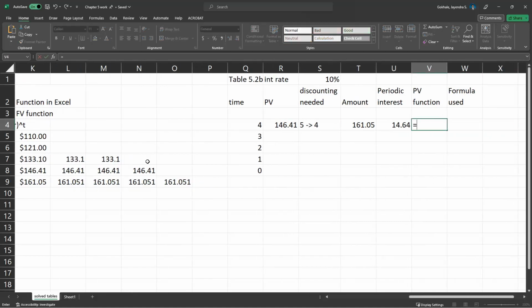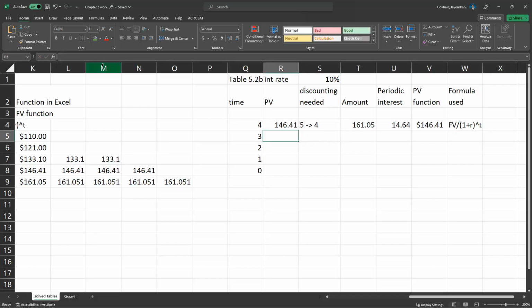Now we can actually use the PV function in Excel to find that. So PV, rate is $S$1. The number of periods is, since we're bringing it back by one period, we'll just say 1. There is no intermediate payment, and the future value is 161.05, and the type is 0. We should make it minus T4 to get a positive answer. So 146.41, same thing. So the formula used is FV divided by 1 plus R to the power of T.